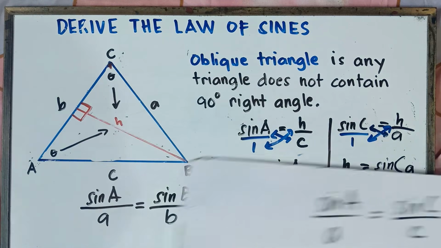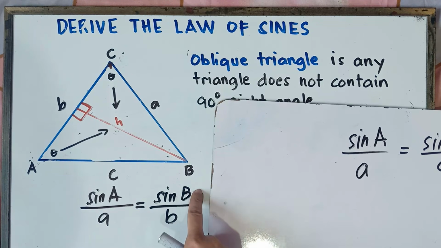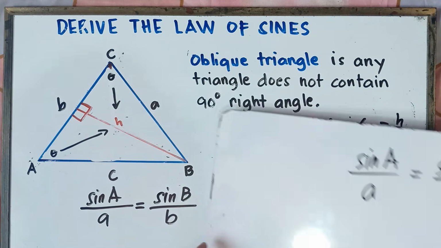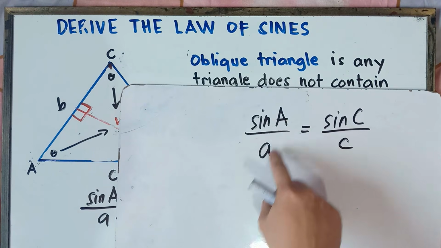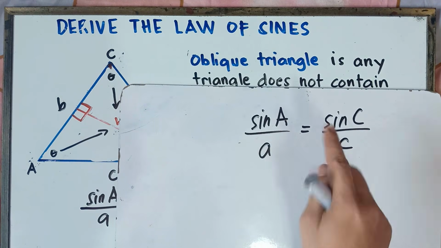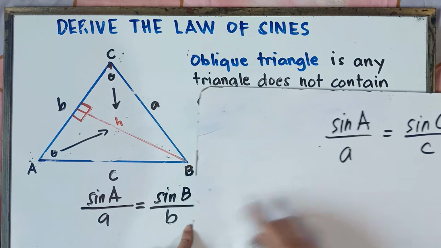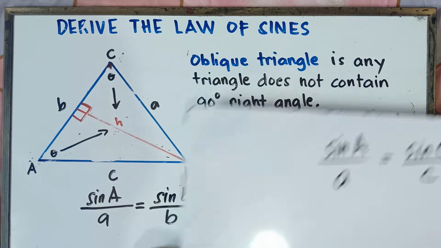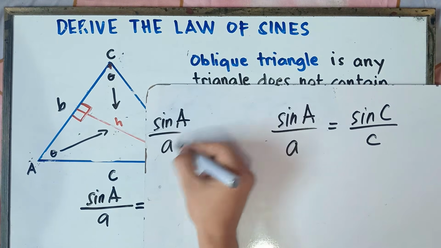Now, since we said a while ago that sine A over A is equal to sine B over B, therefore we can also say that sine B over B is equal to sine C over C. Why is that, sir? Because we said a while ago that sine A over A is equal to sine C over C, right? So, sine B over B is equal to sine C over C, because sine B over B is equal to sine A over A. So, we can finalize. I hope it is clear for you, class. Let me just write this down for you not to be confused.